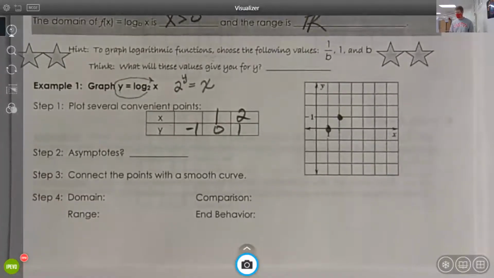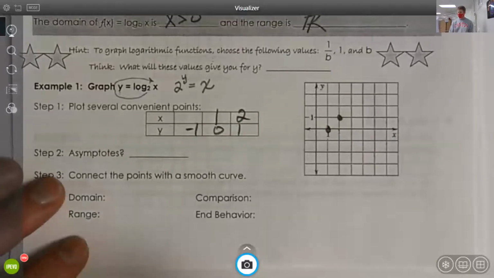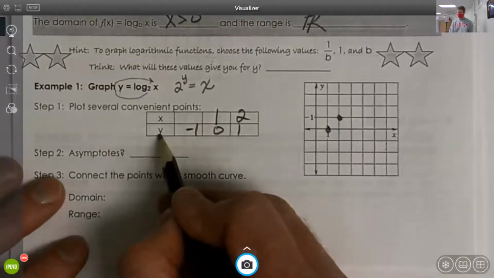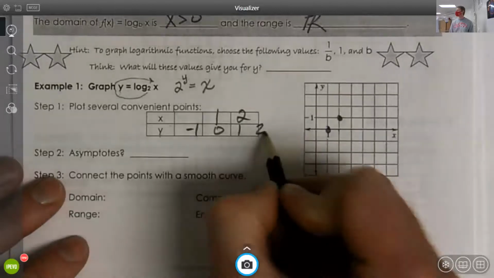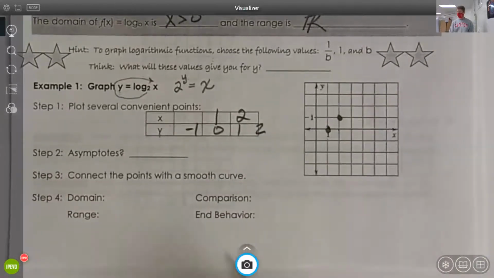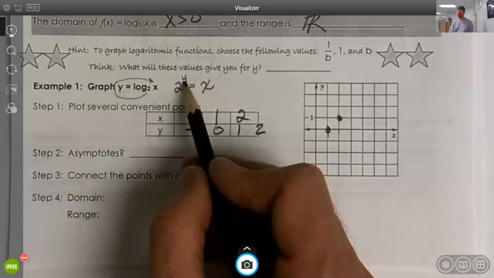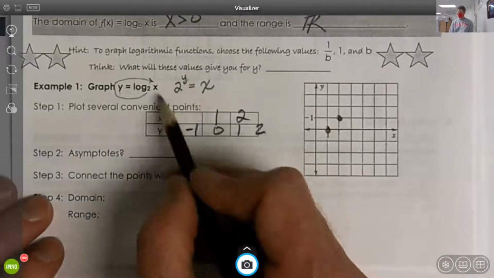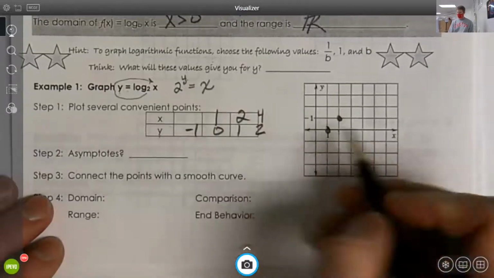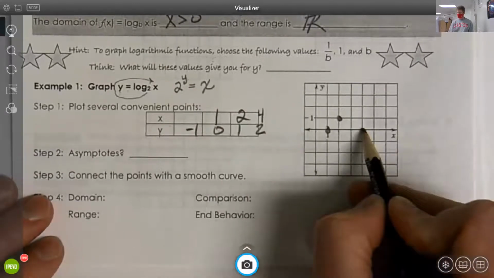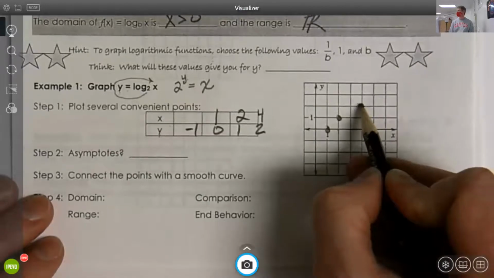And if you wanted to go further than that, you could talk about what happens when y is 2. Well, plug it into your exponential. When y is 2, you get 2 squared, which is 4. So when x is 4, you're up at 2.